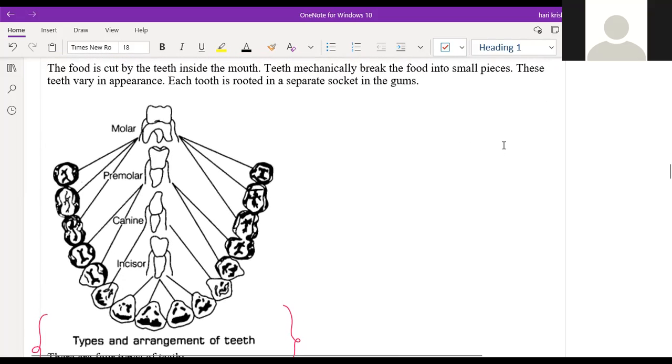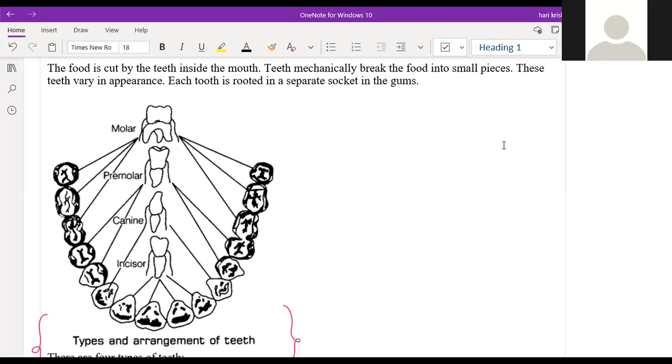Sir, the incisors are flat and chisel-shaped, and they are used for biting and cutting food. The canines are sharp and pointed, used for tearing and piercing food. Premolars are used for crushing and grinding food in the mouth. Molars help in crushing and grinding food, where premolars and molars are the same.